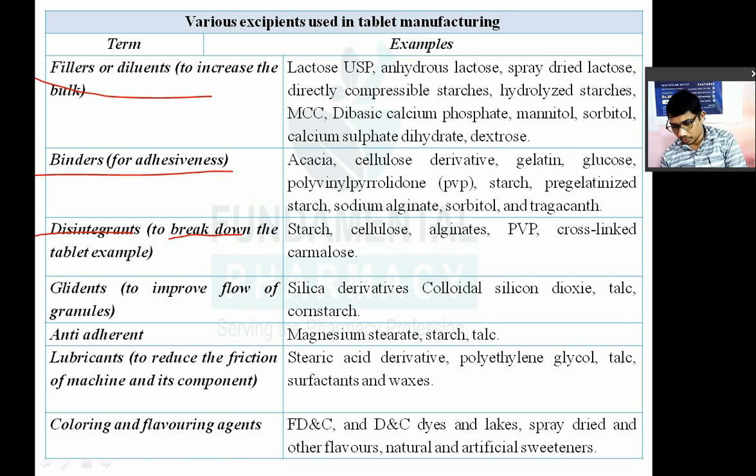Now, what are the examples of disintegrants? Starch, cellulose, alginate, polyvinyl pyrrolidone, croscarmellose. These are the examples of disintegrating agents.